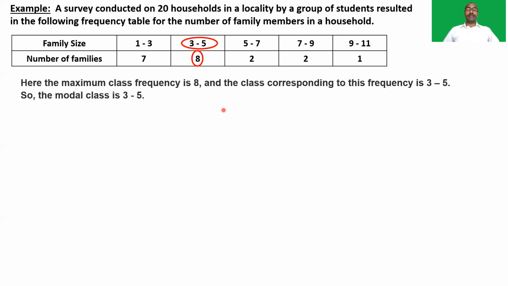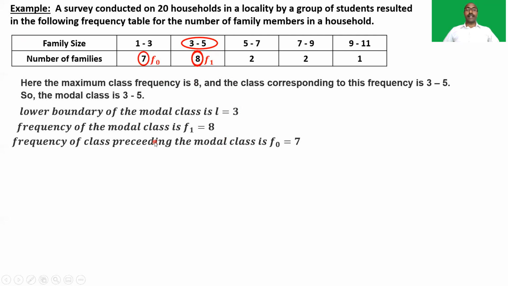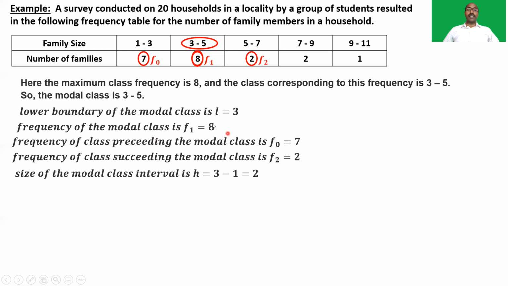Now the lower boundary of the modal class is L equal to 3. The frequency of the modal class is f1 equal to 8, the frequency of the class preceding the modal class is f0 equal to 7, the frequency of the class succeeding the modal class is f2 equal to 2, and the size of the modal class interval is h equal to 5 minus 3, or 3 minus 1, equal to 2.